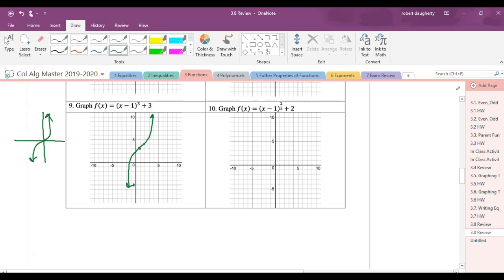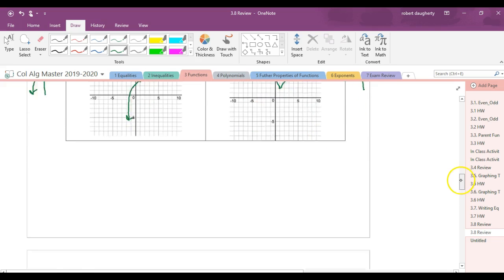x minus 1 to the 2/3 plus 2. So this is going to be the graph of x to the 2/3. It has moved to the right 1 and up 2. So I'm going to plot this graph right here. So that is x minus 1 to the 2/3.